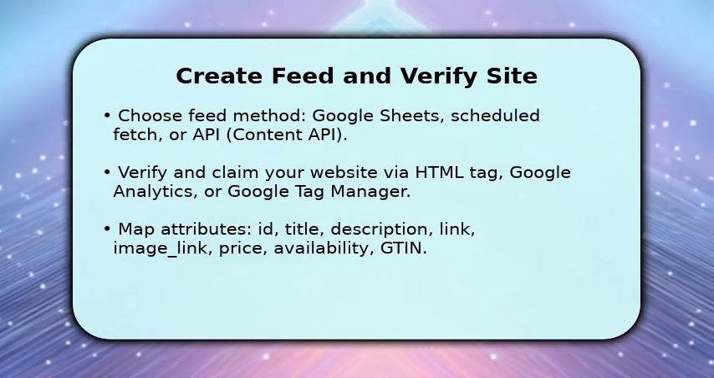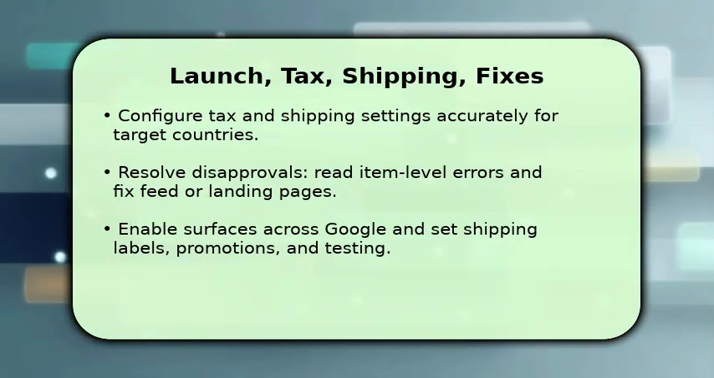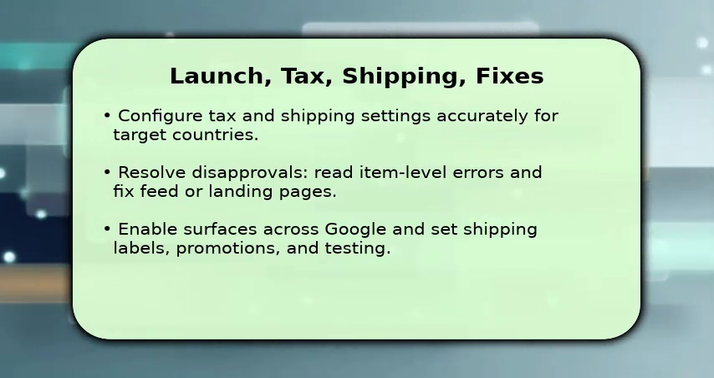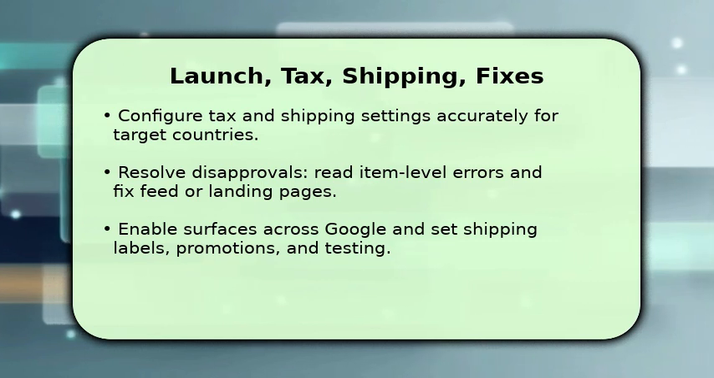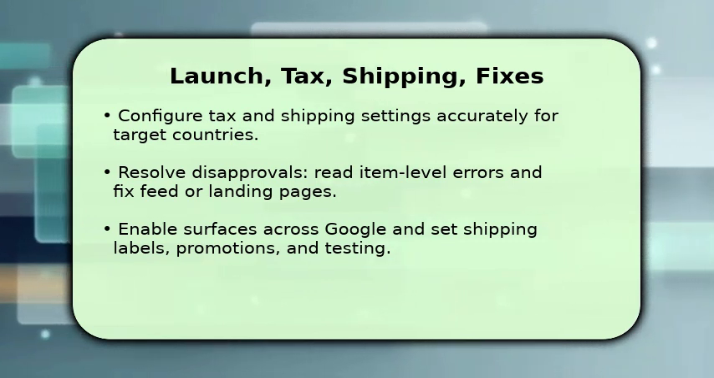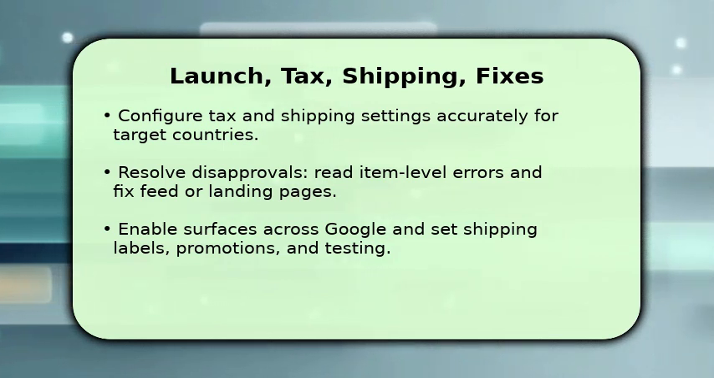And you finish by configuring tax and shipping settings for each target country. Incorrect settings block listings. Review diagnostics for item-level errors and policy disapprovals, then correct feed values or landing page content, re-upload and request review. Enable surfaces across Google to start appearing in shopping and check performance.